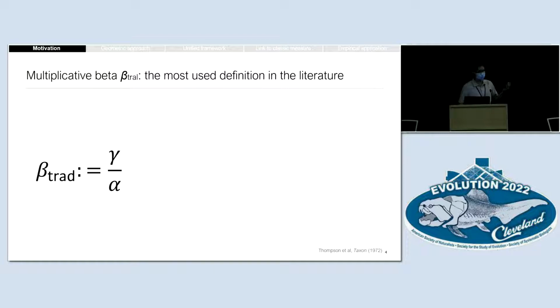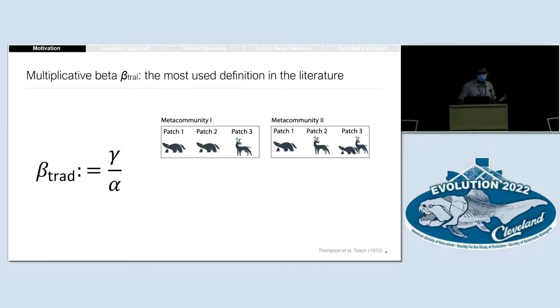To put it into practice, we can see 2 examples of hypothetical metacommunities. In these 2 metacommunities, we both have two species in total, and each of them has 3 patches. In the first metacommunity, the gamma diversity is going to be 2. There are 2 different species. The alpha diversity is going to be 1, since each patch only has 1 species. So the beta traditional is going to be 2.